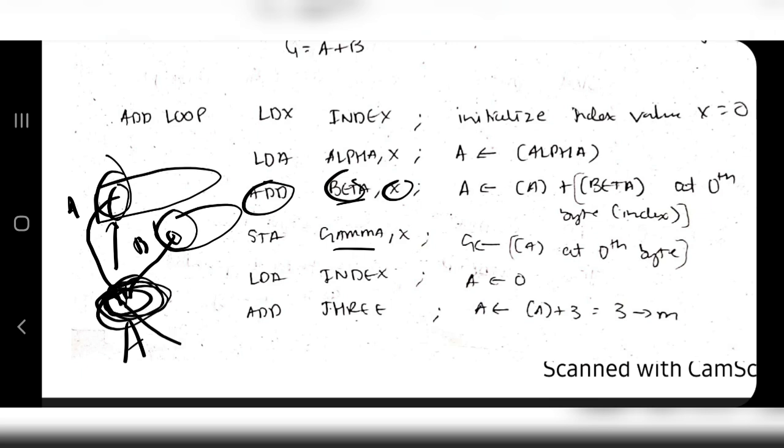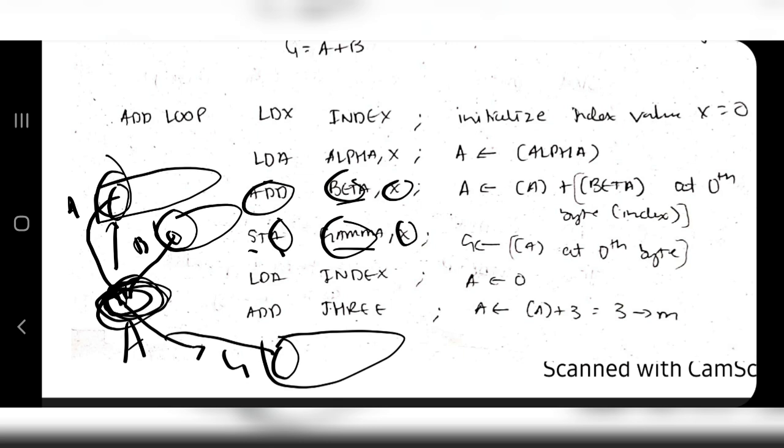And this should be stored where? It should be stored in the resultant array's 0th location. Here it should be stored. So that's what we are doing here. Store from the register A to gamma's xth value. The xth value is 0, so gamma's 0 value will have the addition of A's first value plus B's first value, right? Then we have done this one, and then we have to increment the x value.